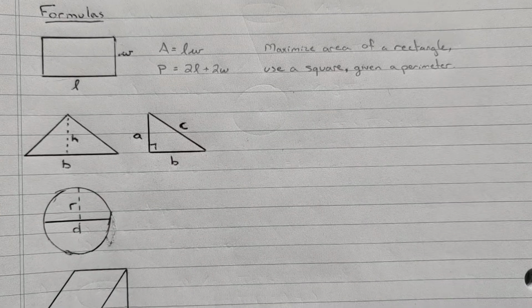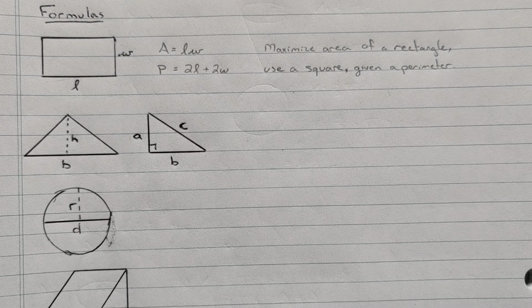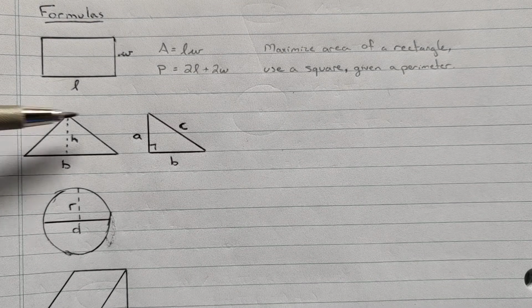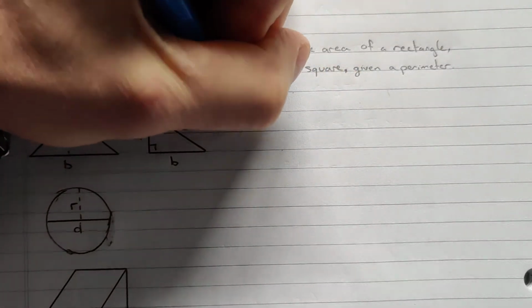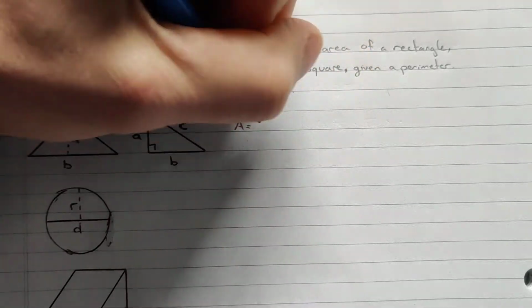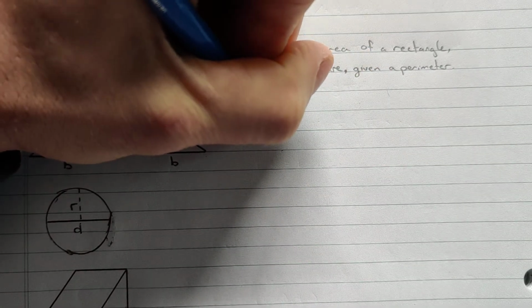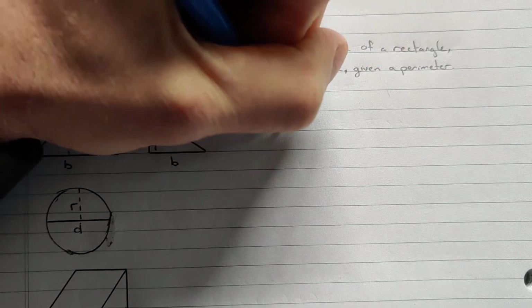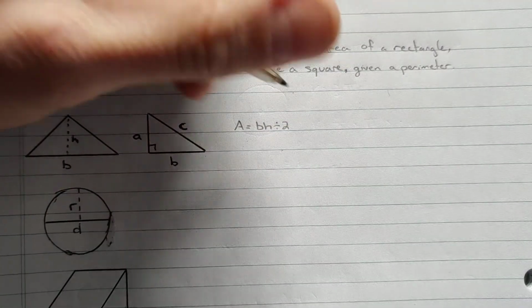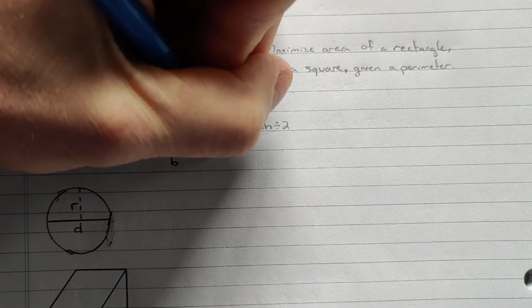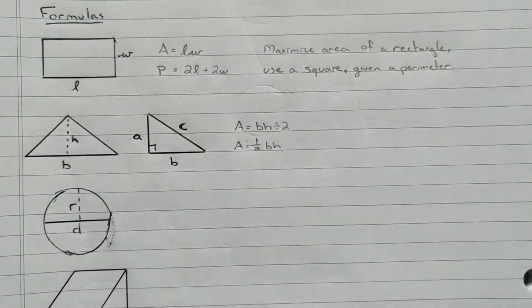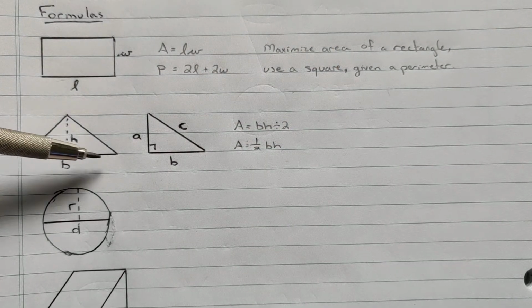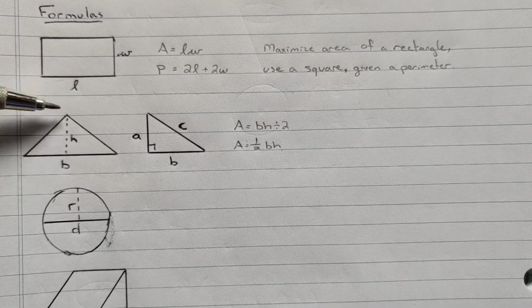Another one we spent a bunch of time with is the triangles. So again, we have perimeter, we have area. So the area is the base times the height divided by 2. Or we've also used 1/2 base times height. You'll see it written different ways. But as long as you have a base and a height of the triangle.